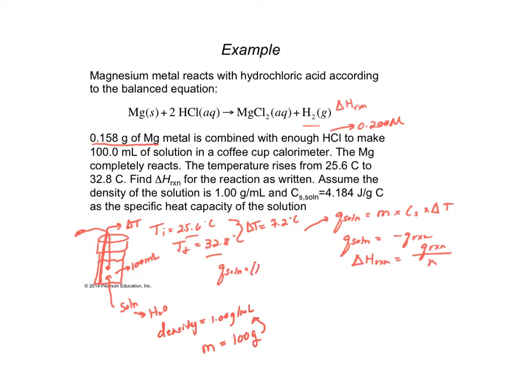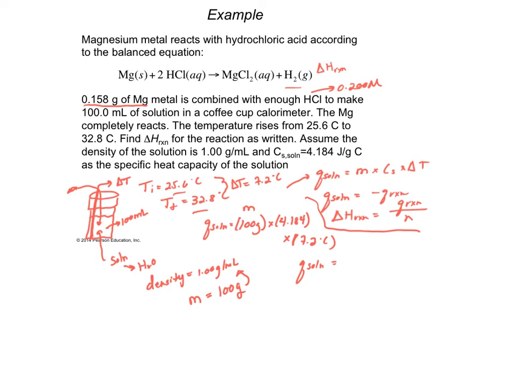All right, so I plug that into my little heat equation, 100 grams for my m. This is going to be times, what is the specific heat of this solution? Again, what is the majority of my solution? It's water, right? So I'm just going to use the specific heat of water, 4.184, and then times delta T, which we just calculated, was 7.2 degrees Celsius. So the heat of the solution here ends up being a positive value, positive 3012 joules.